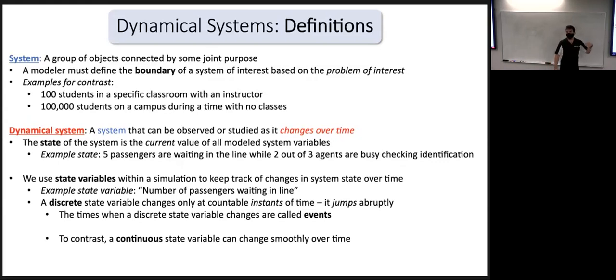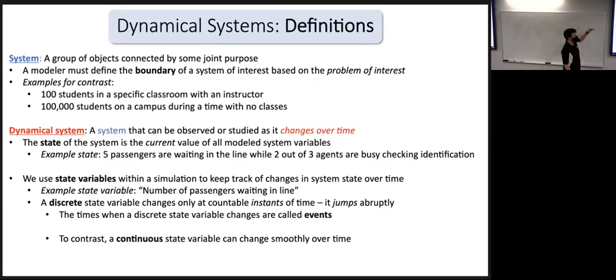State variables are the things that we use to keep track of state. So there's a distinction here between a state and a state variable. The number of passengers waiting in line, in quotes, that's a state variable. X, we might call that. X could take on a number of values, and those values are each states of the system. And we're going to refer to discrete state variables, which in this class are state variables that only change at countable instants of time. So the temperature in this room changes continuously.